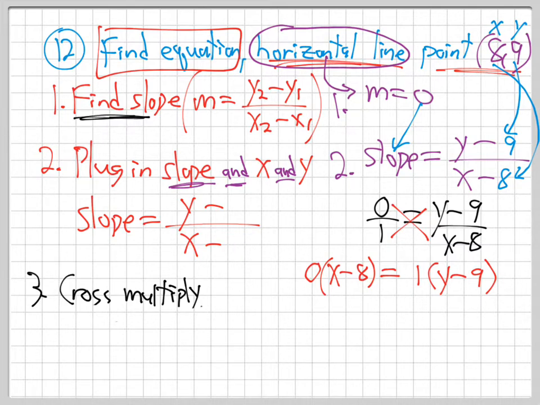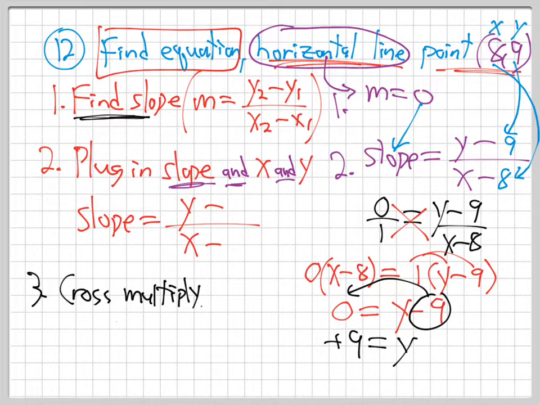And what is 0 times anything? 0. This is 0. Bye-bye x, bye-bye 8. And 1 times y is y, and 1 times 9 is 9. Last step, we need to get y alone. Just jump the negative 9 to the other side. When things jump over the equal sign, they switch signs. So just grab that minus 9 and chuck him over there. It becomes a plus 9. Y is plus 9. Or you could have just added 9 to both sides. Same thing.